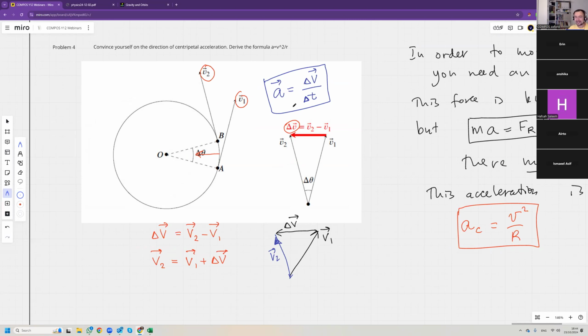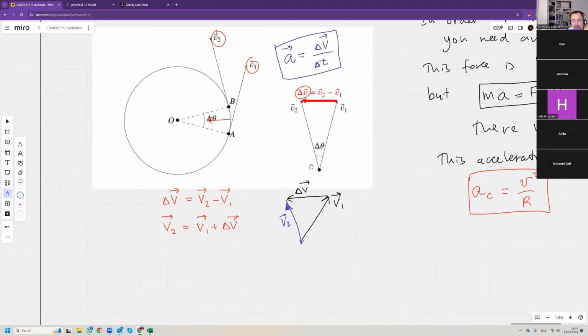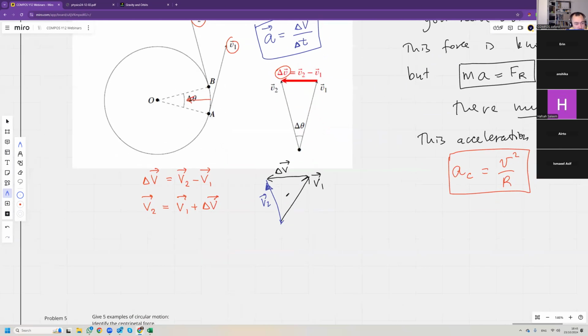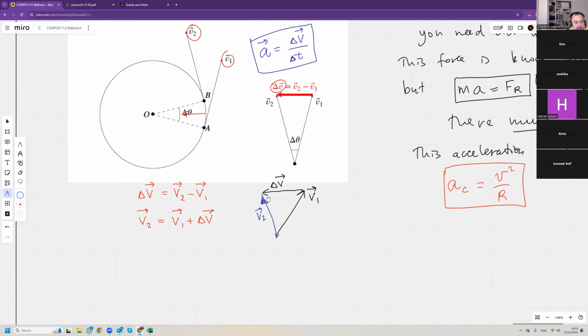I hope I convinced you that there must be a force. And if there's a force, there must be an acceleration. And now I have shown you that the direction of that acceleration is indeed, using the change in velocity vector, towards the center of the circle. And in the assignment, we show that. Okay, well, let's do that.